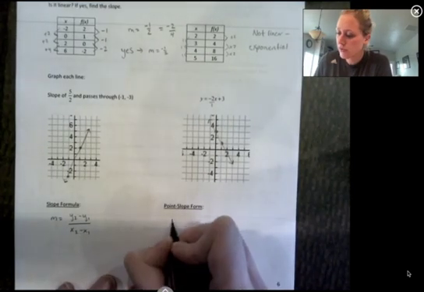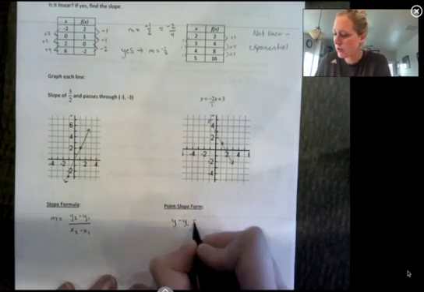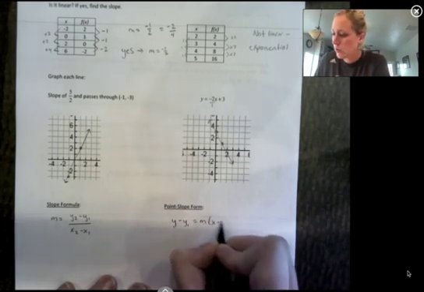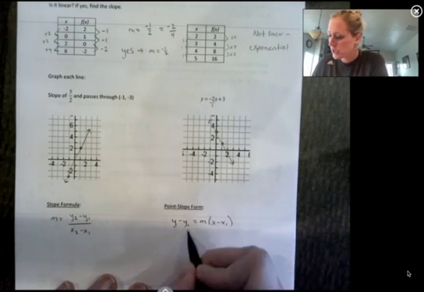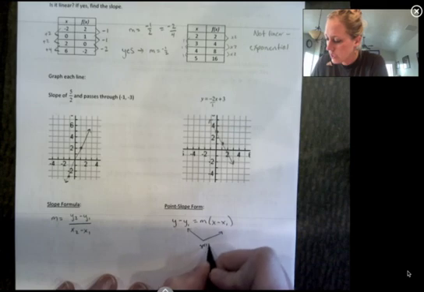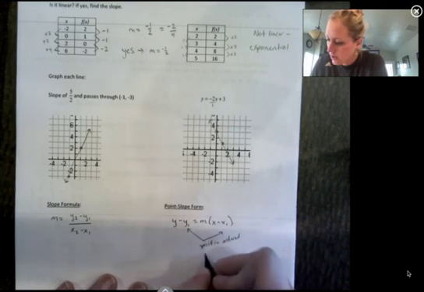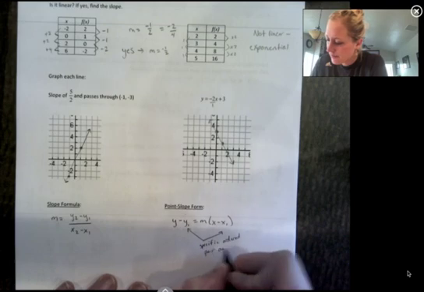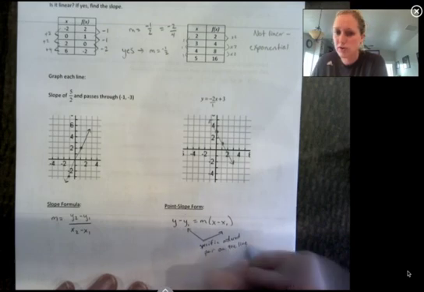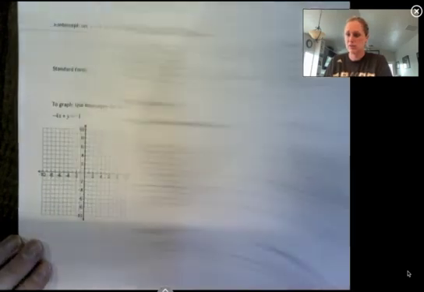Point slope form, this one is really nice to use instead of slope intercept form because I don't necessarily need the y-intercept. It can be any point. So x1, y1, those are a specific ordered pair on the line. And then m is still slope. Okay? All right, so let's take a look at some examples involving some of those.